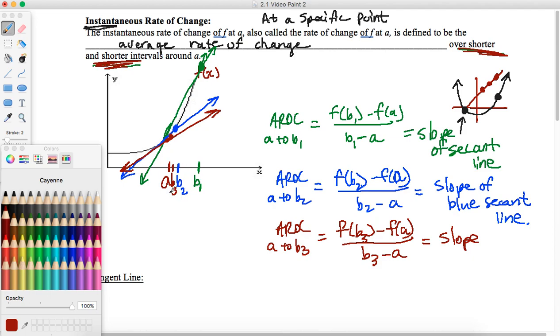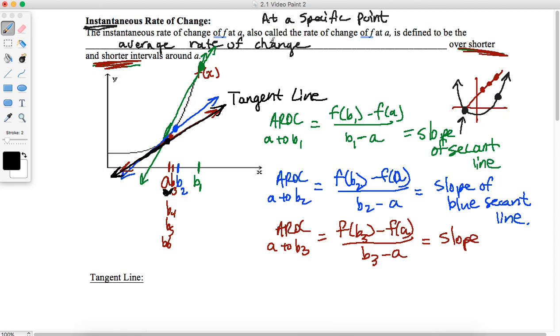And if I continue to go and get a B4, a B5, a B6, and do average rate of change, I'll eventually get to the point where the distance between A and one of these B's is so close that it's basically right on top of A, x equals A. And so what is going to happen is I'm going to basically have what we call a line that just touches the graph at A, but doesn't really intersect it. And my instantaneous rate of change is actually going to be the slope of this line. And this line is called your tangent line. Okay?